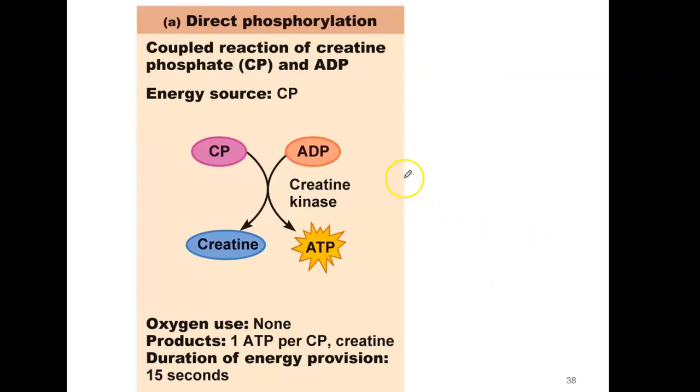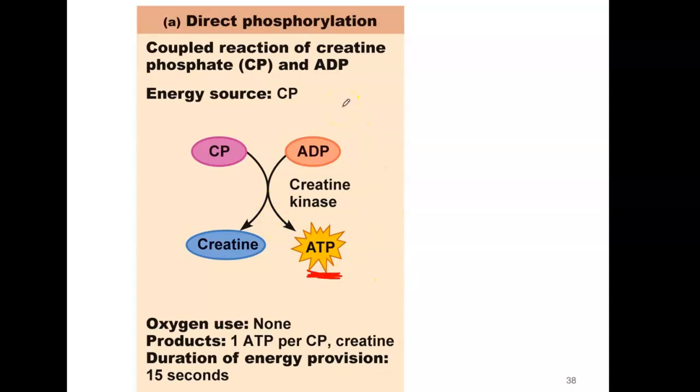In this diagram, you see a couple reactions of creatine phosphate and ADP. So creatine phosphate, the miracle molecule, is going to break down and leave just creatine left behind. And the ADP that was floating around, along with the enzyme, is going to snatch that extra phosphate and make the molecule of ATP. So this is a wonderful source of energy.